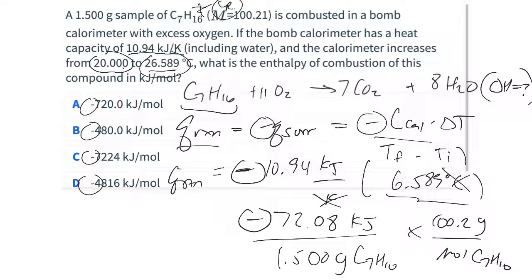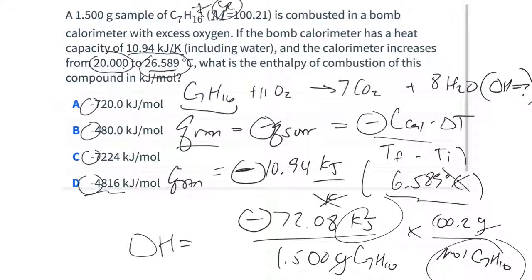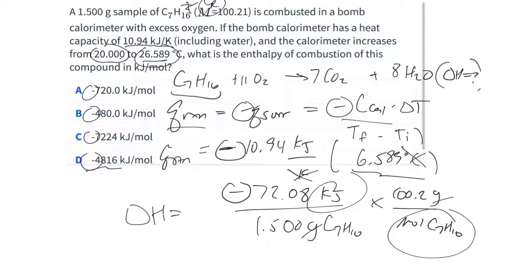So the enthalpy of combustion works out to be about 4816 kJ per mole. So grams cancel, we get kJ per mole here for our delta H. Now, I mentioned earlier that I would also go through real quick how you would solve for the delta H of the chemical reaction instead of the delta H as a property of C7H16.